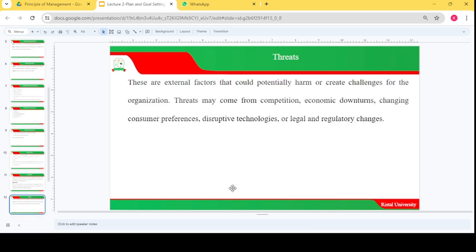So let's look at the threats. These are external factors that could potentially harm or create challenges for the organization. For instance, these threats may come from competition, economic downturns, changing customer preferences, disruptive changes, or legal and regulatory changes.